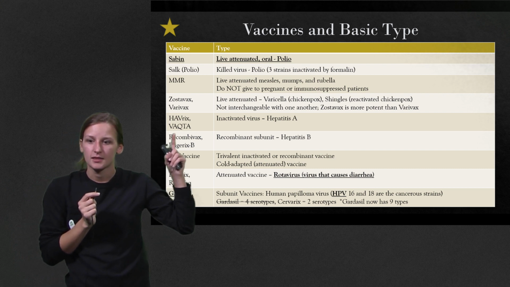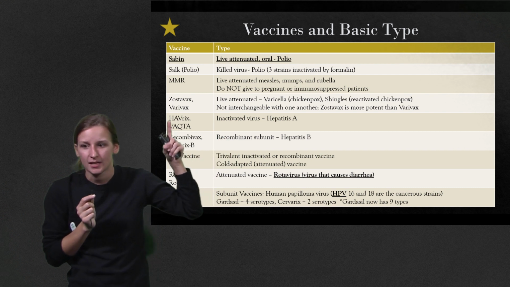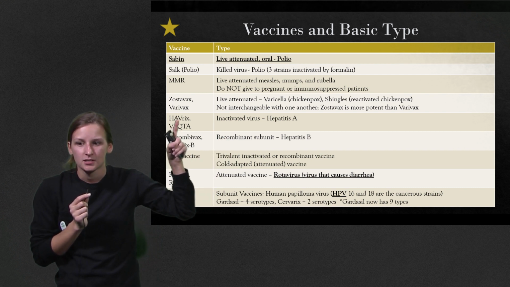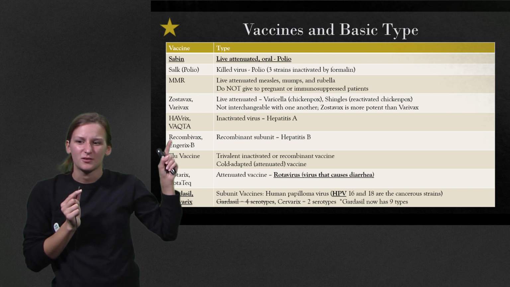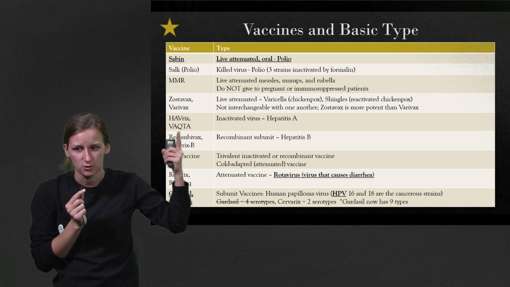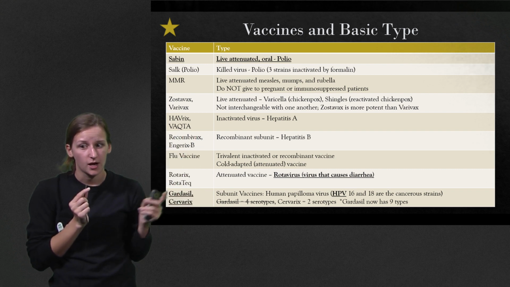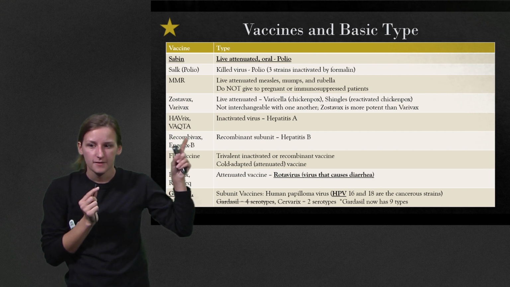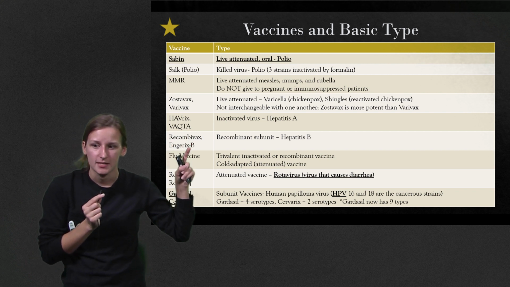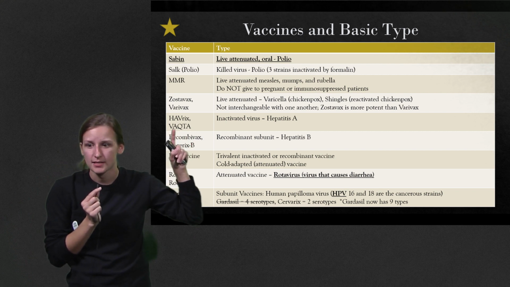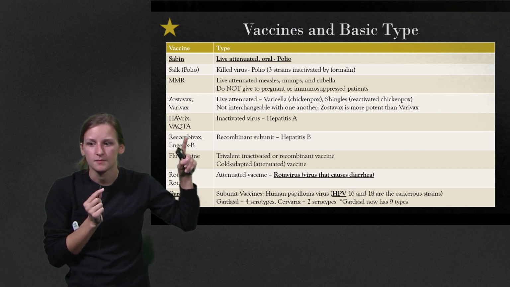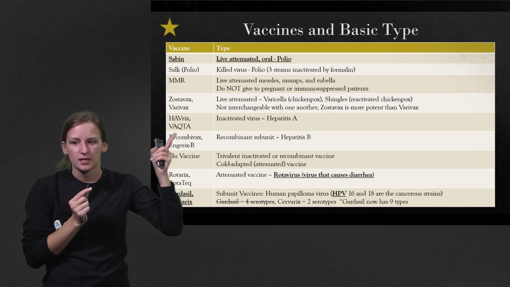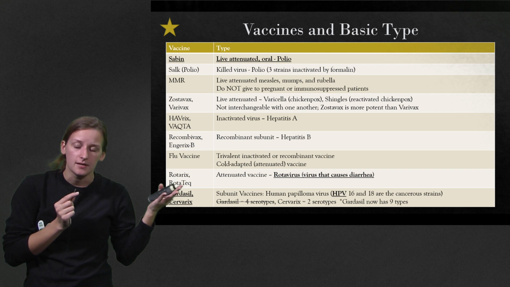Havrix and Vaqta are for hepatitis A, so I think of hepatitis A virus. I don't have a mnemonic for this one, but they're all inactivated for hepatitis A. Recombivax, they both have B's in their name. That's how I remember that. This one has A's in it, this one has B and B in there. So these two will treat hepatitis B.